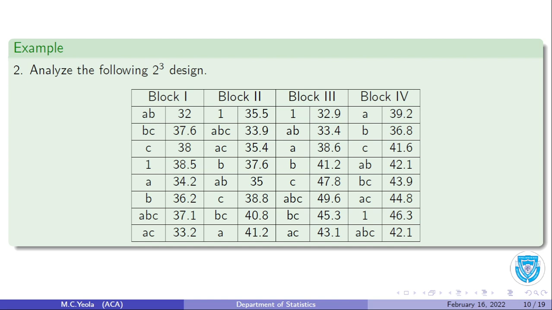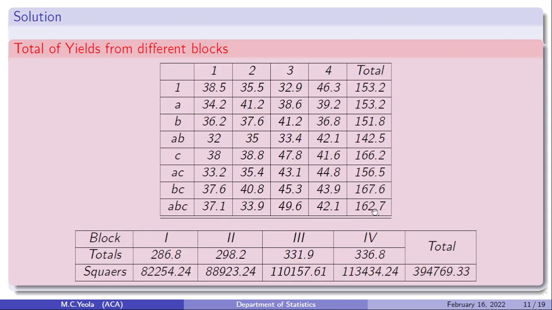In example 2, we are asked to analyze the following 2 cube design. So for the 2 cube design, we have 4 blocks here, and corresponding to all the combinations of this 2 cube we have 8 treatment combinations, since 2 cube is equal to 8. So we are getting 8 treatment combinations, and the related data we have here in the 4 blocks.